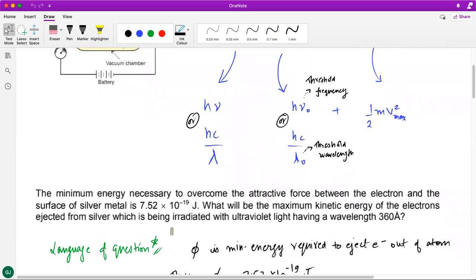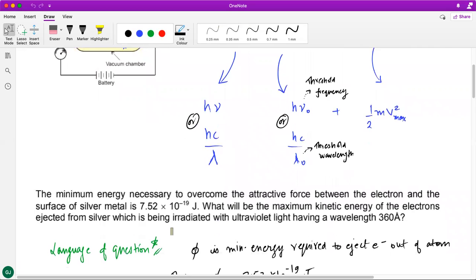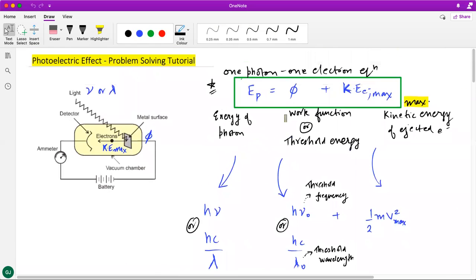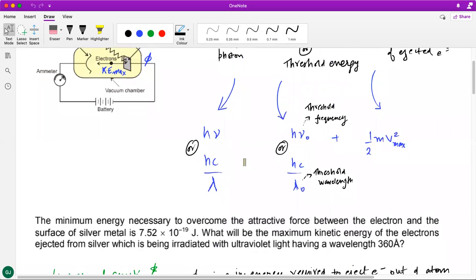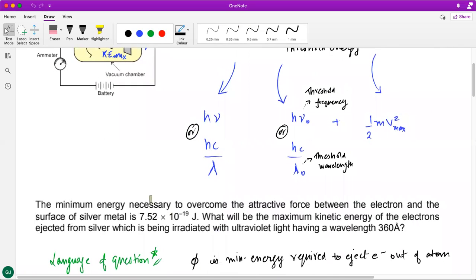Now, one of the key learnings that comes from this question is the language, the ability of a student to comprehend the language of the question. Sometimes you might get very explicit data, like everything spelled out, but sometimes it is written in a way that you will have to comprehend by yourselves. So in this question, minimum energy necessary to overcome the attractive force between electron and the surface of the silver metal is this much. So this is a fancy way of describing work function.